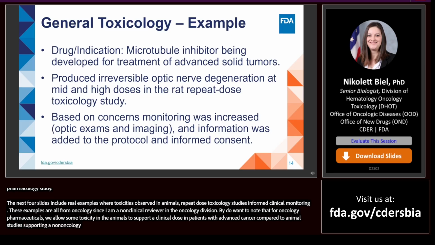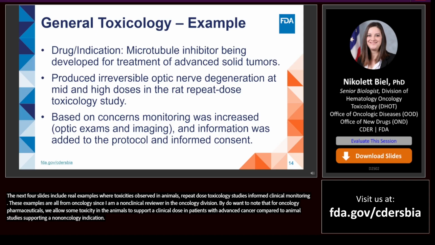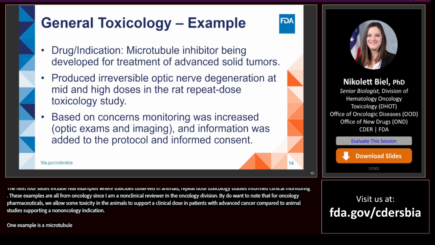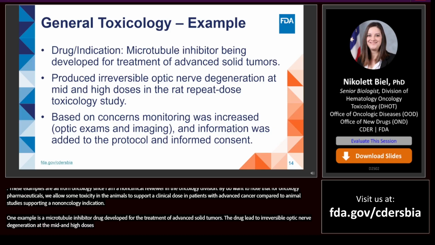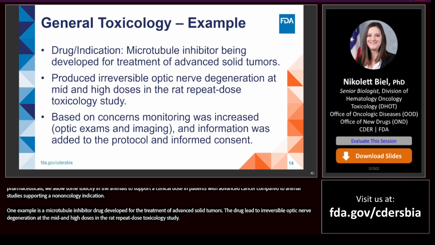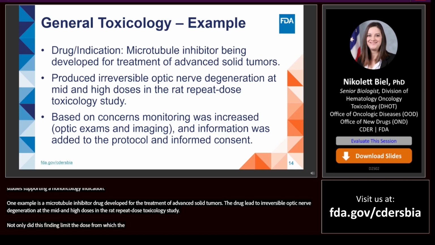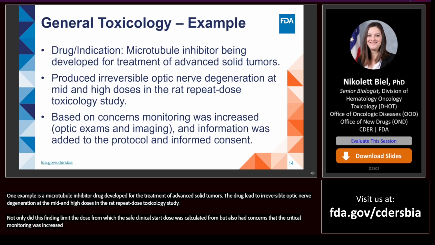One example is a microtubule inhibitor drug developed for the treatment of advanced solid tumors. The drug led to irreversible optic nerve degeneration at the mid and high doses in the rat repeat dose toxicology study. Not only did this finding limit the dose from which the safe clinical start dose was calculated, but also due to concerns the clinical monitoring was increased, including optic exams and imaging, and the information was added to the clinical protocol and patient-informed consent form.